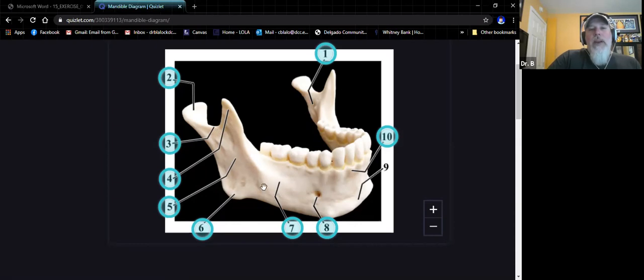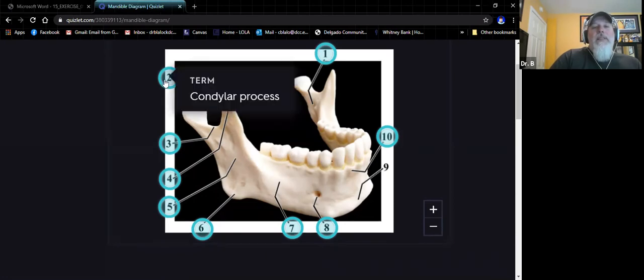Now, where the mandible attaches to the temporal bone is the joint called the temporomandibular joint, or your TMJ. This is what's going to go into the mandibular fossa that we find on the temporal bone. This is the condylar process.